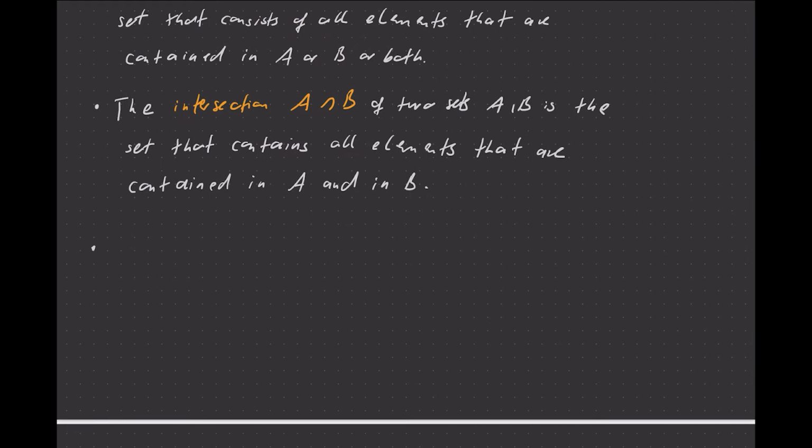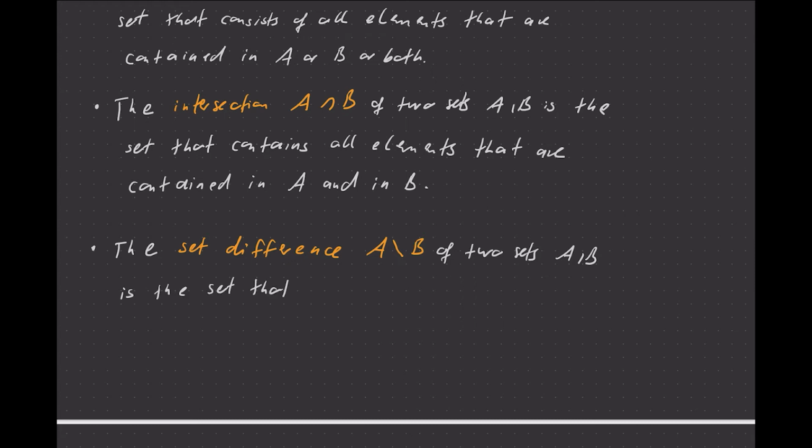And finally, the set difference, denoted by A without B, or A less B, of 2 sets A, B is the set that contains all elements of A that are not contained in B. So you remove all the elements of B from the set A. That's what's called the difference.